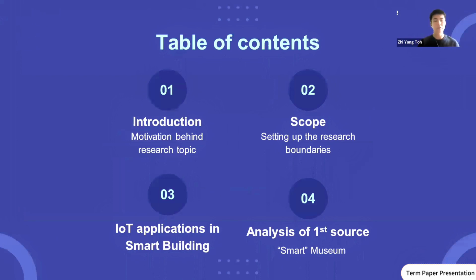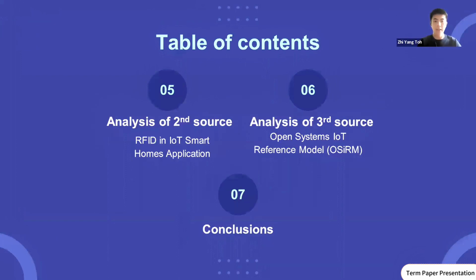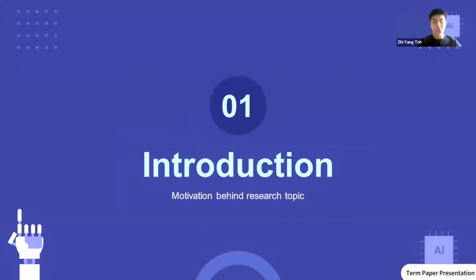So for the table of contents, first we have introduction, followed by scope, followed by IoT application in smart building, followed by analysis of first source, analysis of second source, analysis of third source, and lastly, conclusions. So for first, the introduction, we'll be talking about the motivation behind the research topic.